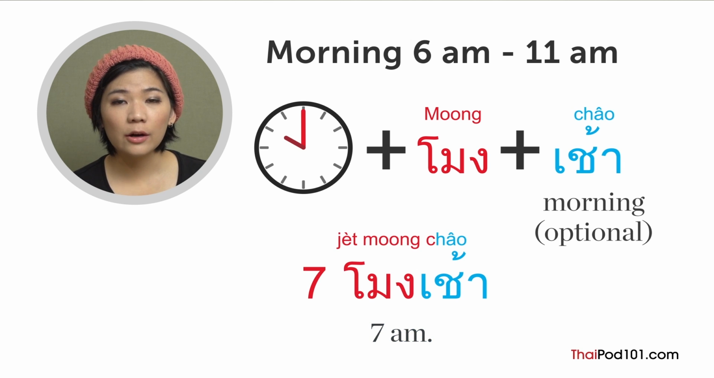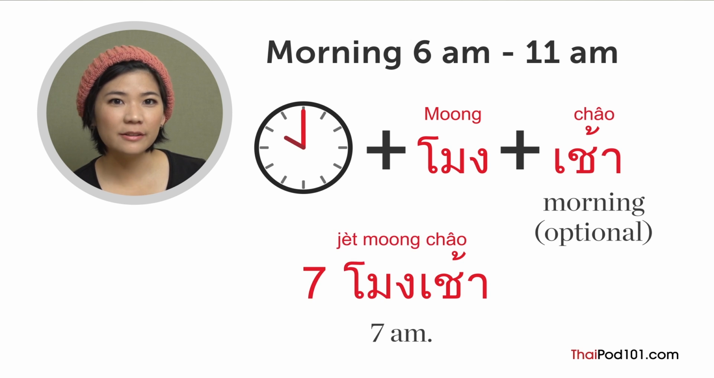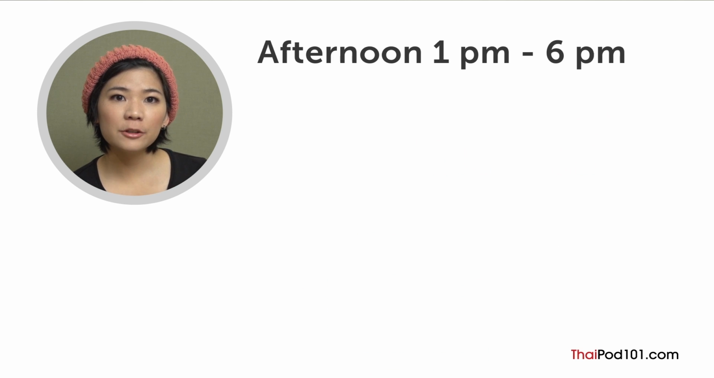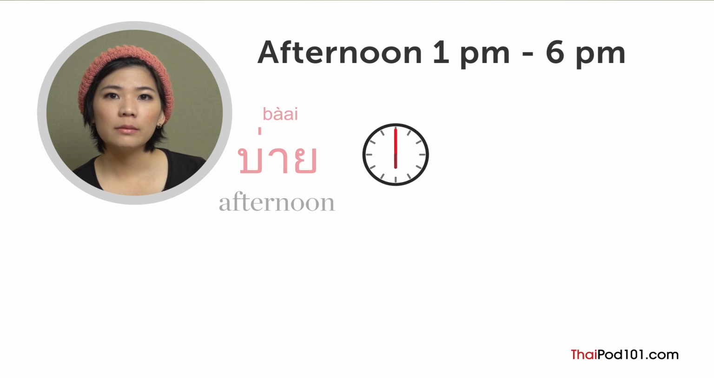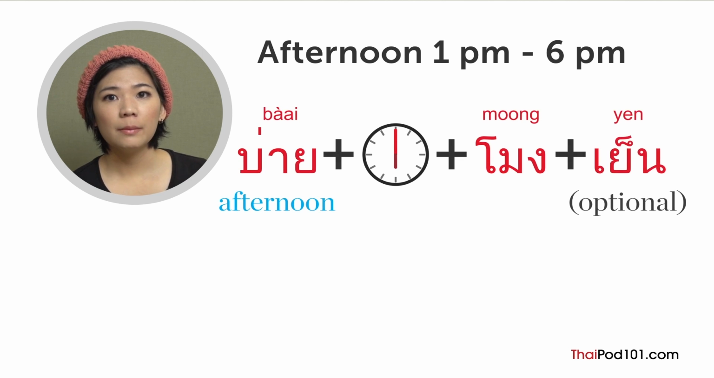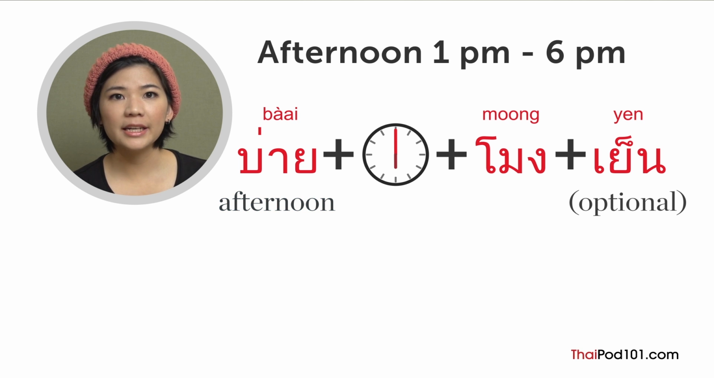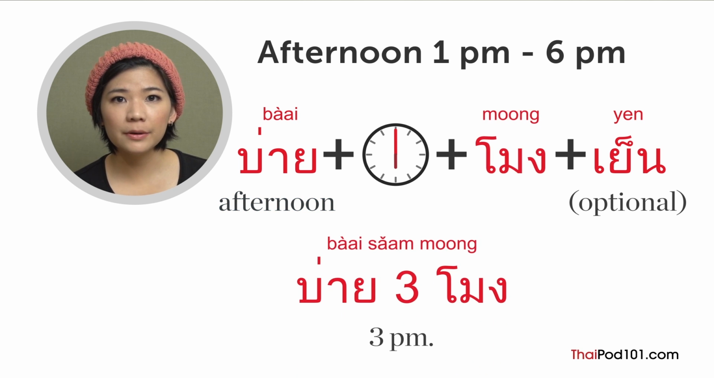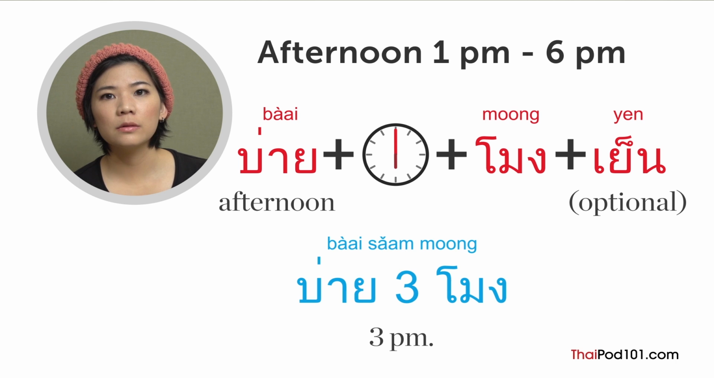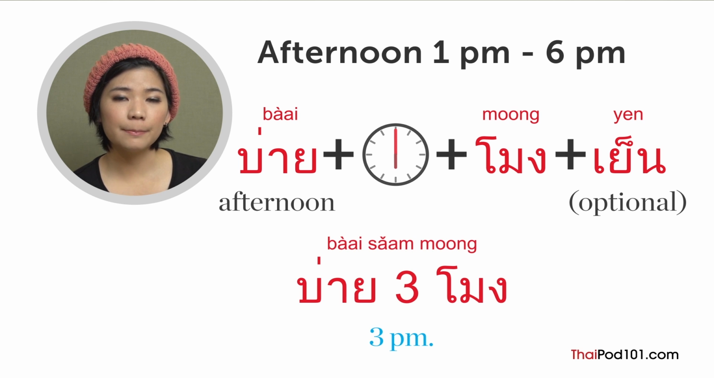The word เช้า is optional. You can just say 7 โมง as well. Now, in the afternoon, between 1 p.m. and 6 p.m., we put the word บ่าย, or afternoon, before the hour, followed by โมง. For example, บ่าย 3 โมง means 3 p.m.